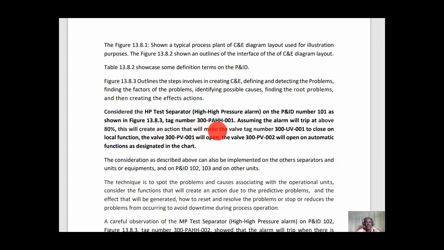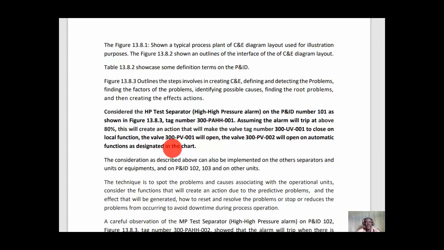tag number 300 PAHH-0011, pressure alarm high. Assuming the alarm will trip at above 80%, this will create an effect that will make the valve to close. This will create an action that will make the valve tag number 300-UV-001 close on the local function.